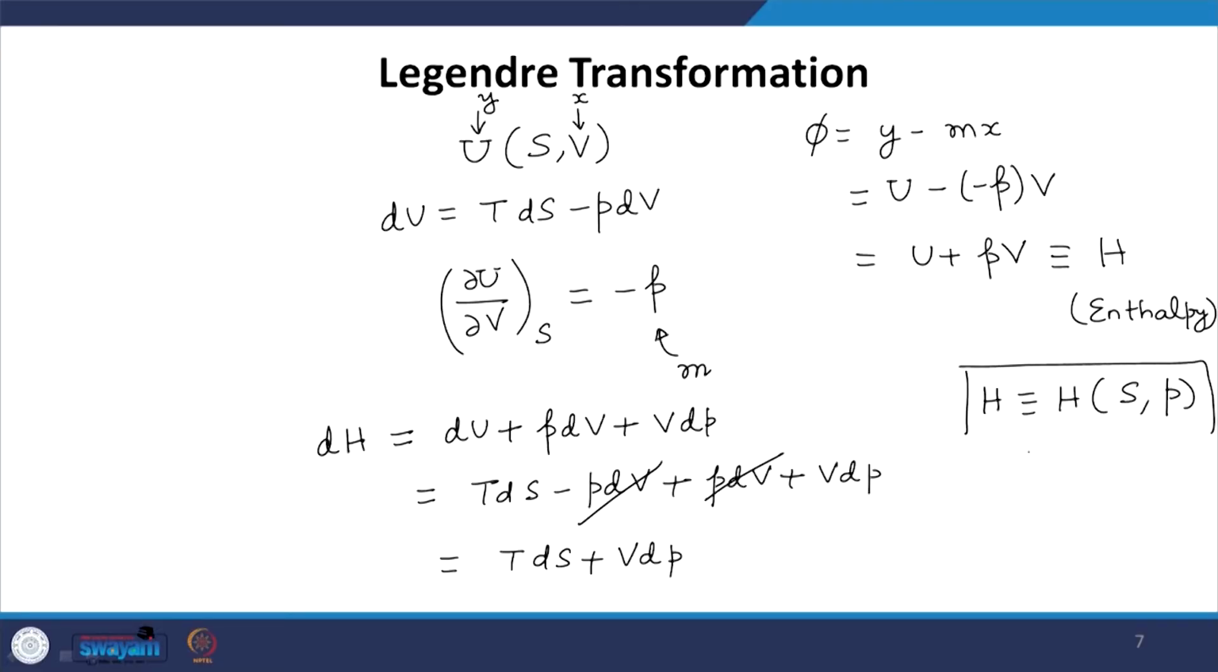So, now I can do experiments at different pressures and find volume. What I was doing earlier, I was doing experiments at different volume and finding the pressure. Again, it is a new thermodynamic function that we have defined, and it has the following differential form. So, if this is clear, we can extend this idea to multiple slopes together.